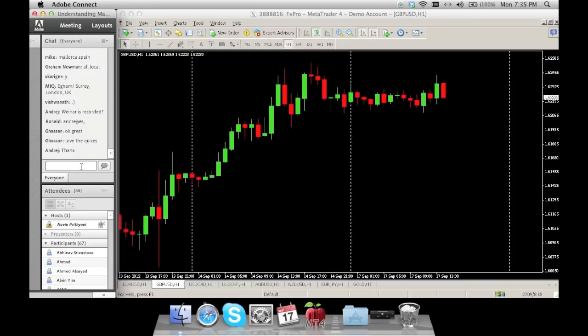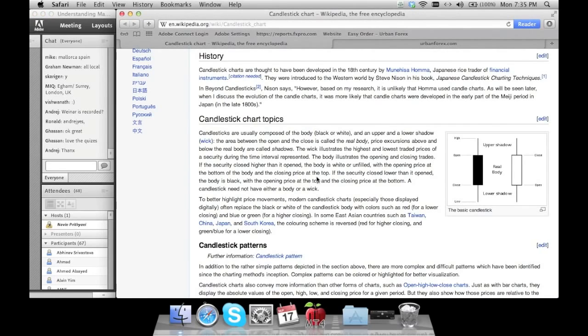Okay, so candlestick patterns. Basic history on candlestick patterns: they were developed in the 18th century by this person over here. He was a Japanese rice trader of the financial instruments. And then it was brought to the Western world by Steve Nison with his book, Japanese Candlestick Charting Techniques.